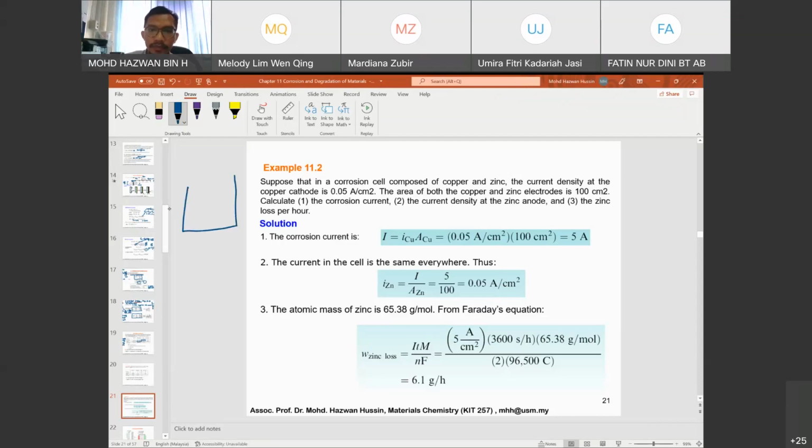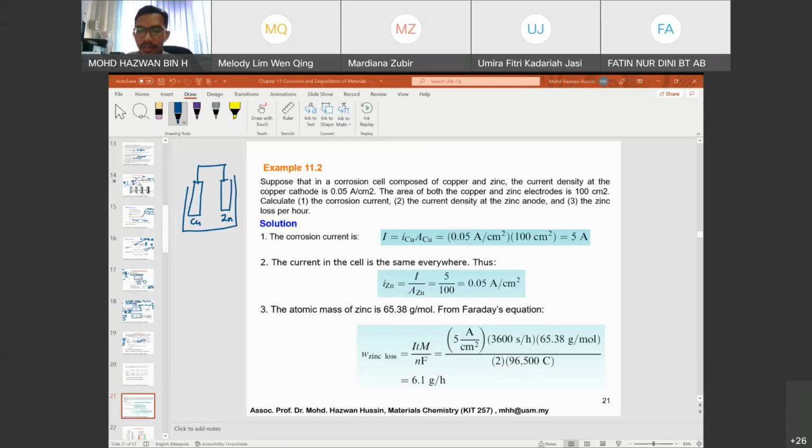So you have a cell. You have copper and you have zinc, connected together. If I ask you which one will be anode and which one will be cathode, who knows? This is a very simple trick.